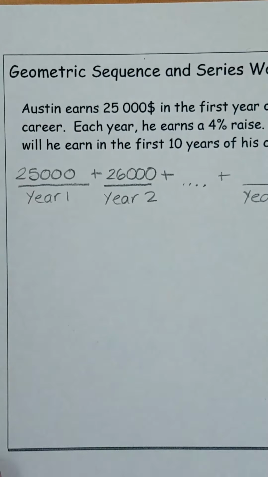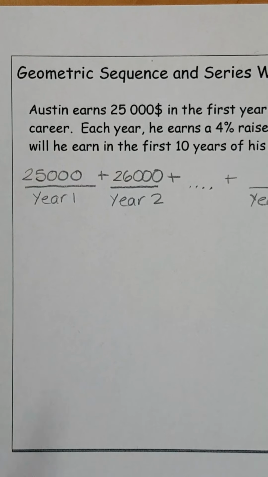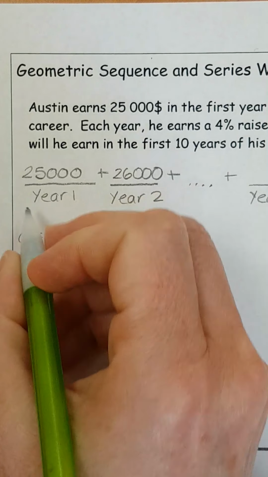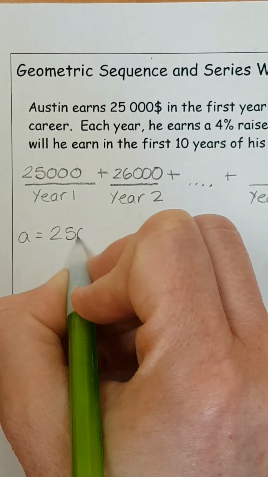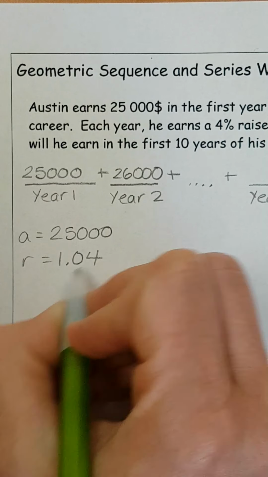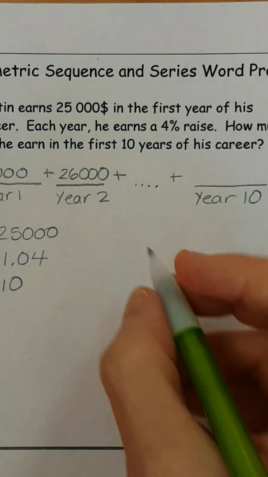And when we're dealing with geometric, how do we calculate the r value? Well, we take this divided by that. So if you take 26,000 divided by 25,000, we're going to get 1.04. And the 1 kind of represents including what was there before. So a is 25,000, r is 1.04, and n is 10 years, and we're interested in the sum.